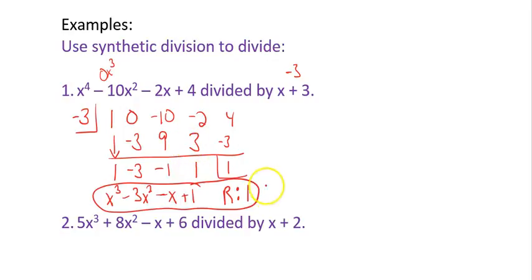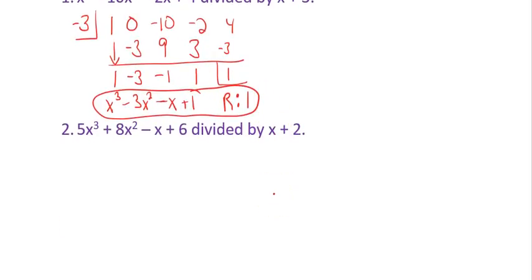So let's do another one. All right, example 2. My 0 is negative 2. So I'm going to put a negative 2 in the box. I have 5x cubed, I have 8x squared, negative 1x, and 6. So I didn't skip anything in my powers of x this time.